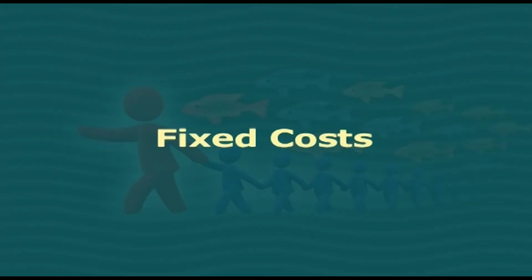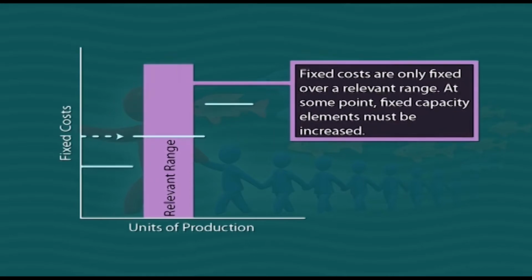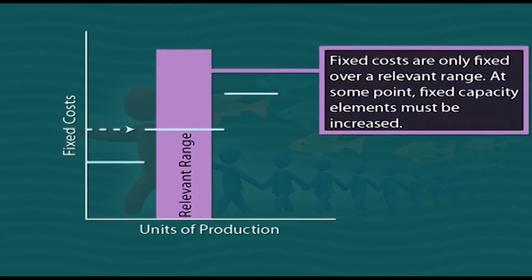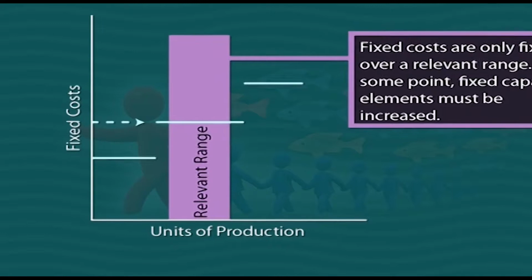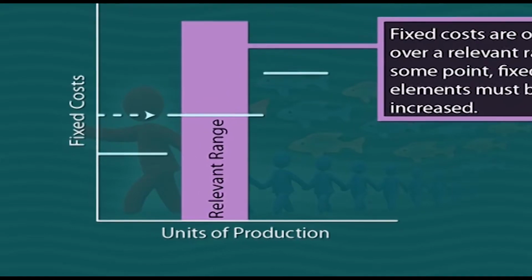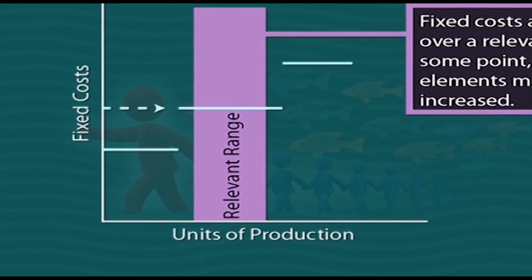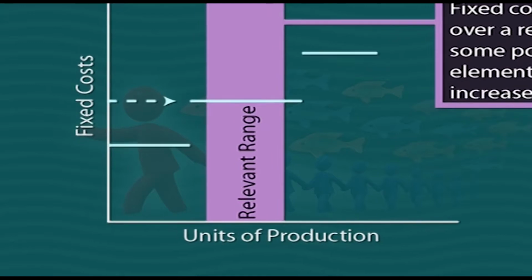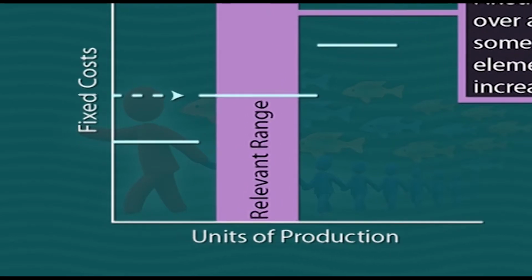First is fixed cost. Fixed costs are those which do not change with the level of activity within the relevant range. These costs will be incurred even if no units are produced. For example, rent expense, straight line depreciation expense, and so on.